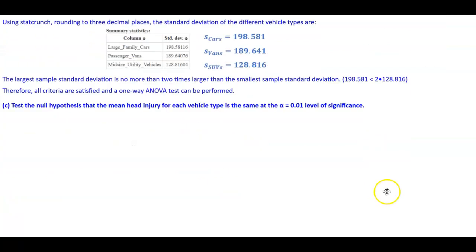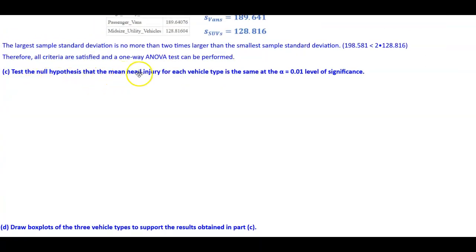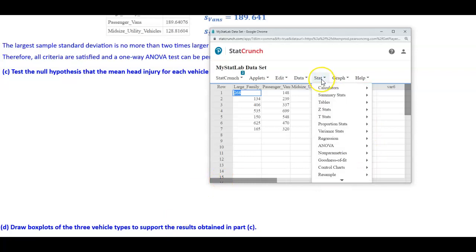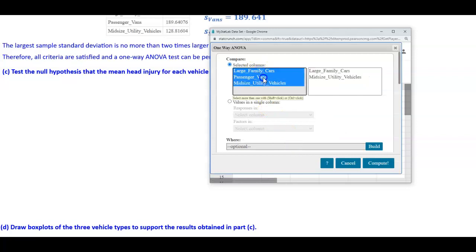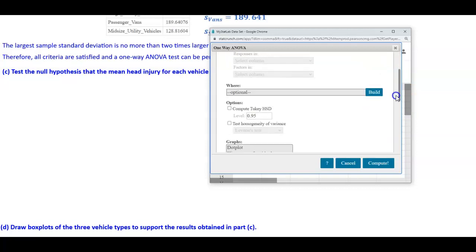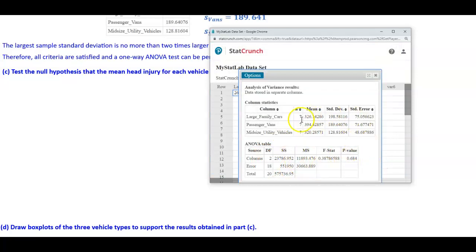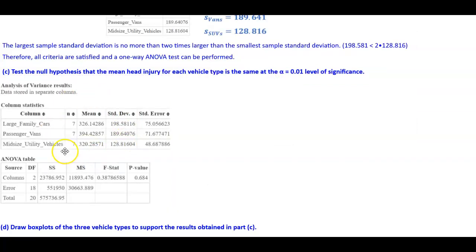So, next, in Part C it says, test the null hypothesis that the mean head injury for each vehicle type is the same at the alpha equals 0.01 level of significance. So what we're going to do is use StatCrunch to determine this information. Again, we're going to go to Stat, we're going to go to ANOVA, and then we're going to select one way. We're going to select each item here. Okay, and then we're going to come down here and select compute. And therefore, here is our information. So here's our data, which is the analysis of variance, and I'm going to go ahead and put that over here. So here we have our information.